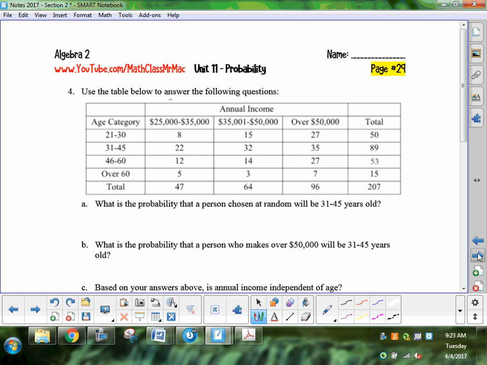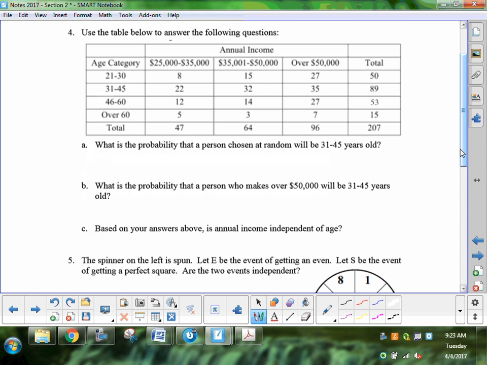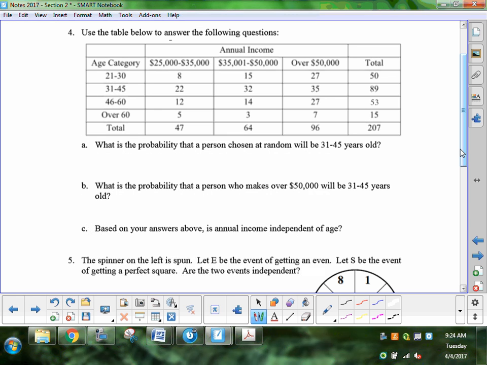Let's look at this one, because this gets fascinating too. Take a look at question A. What's the probability that a person chosen at random is going to be in that group? Hands up when you can answer A. This should take you 4 seconds. If that. 89 over 207. Next one up. What's the probability that a person makes over that amount will be 51 years old? What do you have to do in order to get that? We're not leaving until we get this set up for B. What do you have to do in order to answer B?